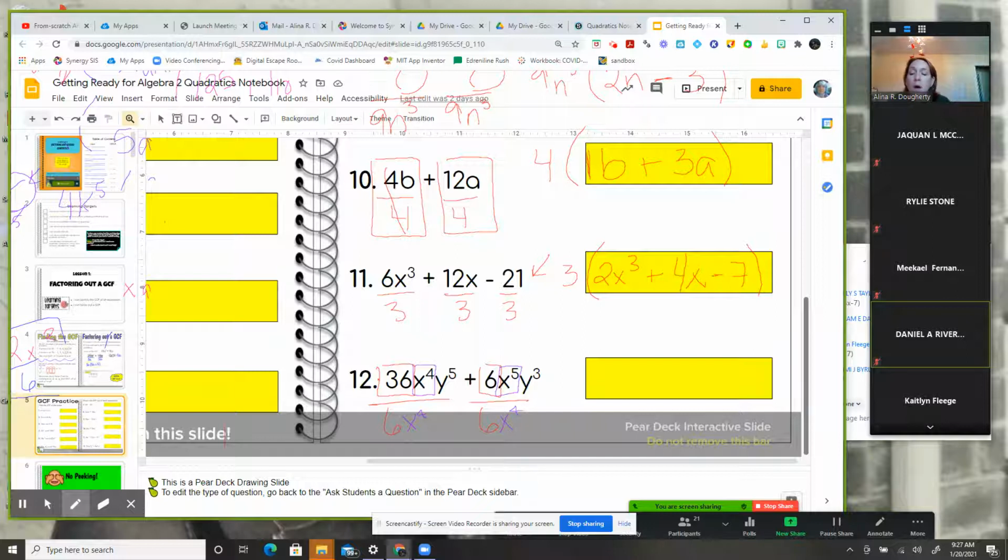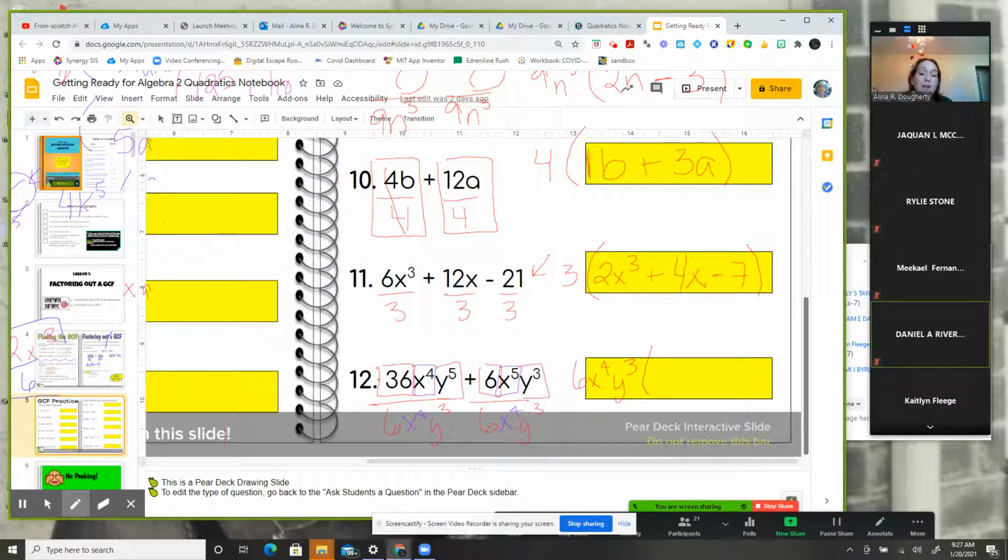And then I'm going to look at the y's. I've got y to the 5 and y to the 3. Which one is the smaller exponent? Y to the 3. So I'm going to divide by y to the 3 and y to the 3. That's what goes outside my parentheses. 6x to the 4th, y to the 3rd.